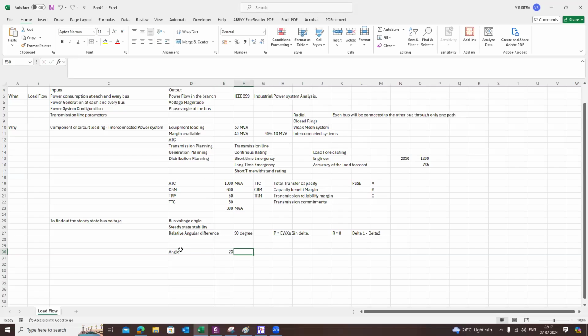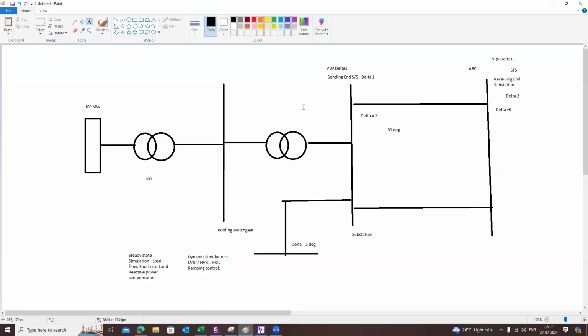That means in India, the angle, which you can call a relative angle, between the sending end voltage and the receiving end voltage is allowed only to be 23 degree. Maybe other countries are probably going with 30 degree also. That means in a steady state, the angle separation between the sending end bus and the receiving end bus allowed is only 23 degree, whereas in other countries it is allowed up to 30 degree.